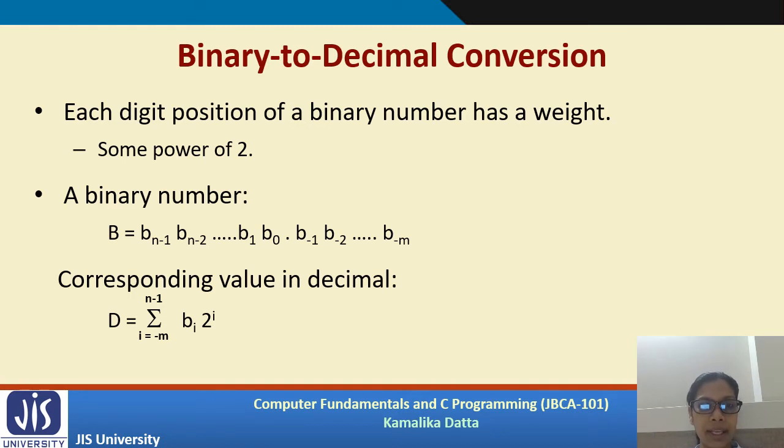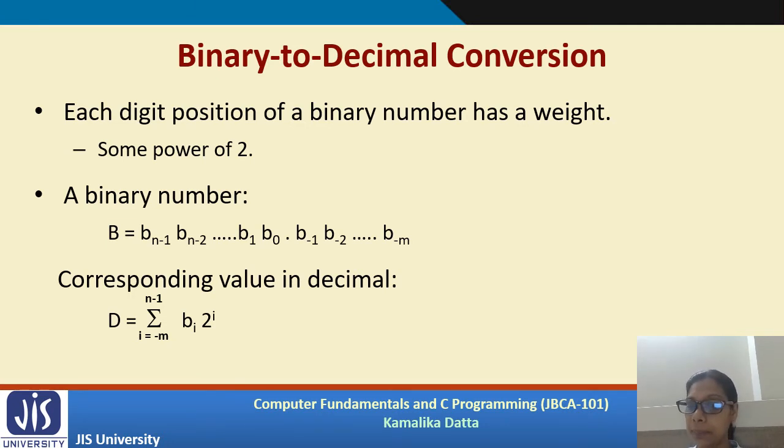Let's see how we can convert binary to decimal. How do we convert a binary number to a decimal number? For a binary number, let's say 110, each digit position has a weight, some power of 2. A binary number is represented as B equals b(n-1), b(n-2), up to b0.